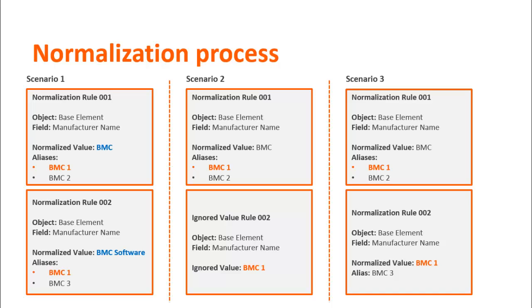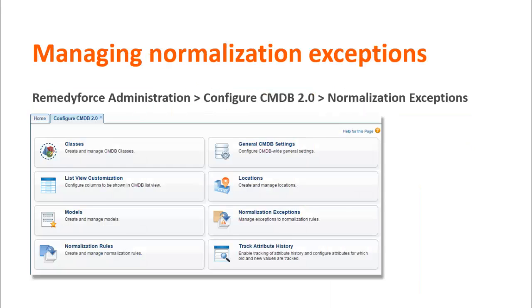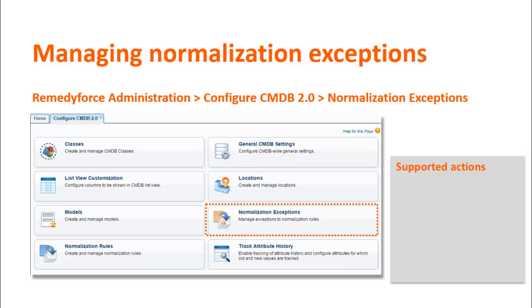To manage generated exceptions, navigate to the Remedyforce Administration tab, click the Configure CMDB 2.0 tile, and then click the Normalization Exception subtile. For each field object combination, you can view the total number of pending records and the total number of approved records. For each exception listed in the pending list, you can create a new rule for each value, map a value as an alias of an existing rule, ignore a value, or even delete a value.